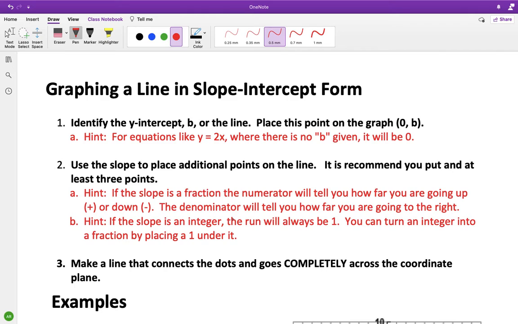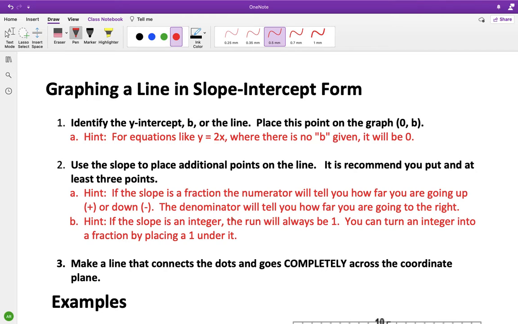Okay, so step one is identify the y-intercept, which is the b of the line. Place this point on the graph at the point (0, b). So when we go over an example, I'll explain to you why that's always going to have an x value of 0. Okay, for equations like y equals 2x, where there's no b given, it will be 0.